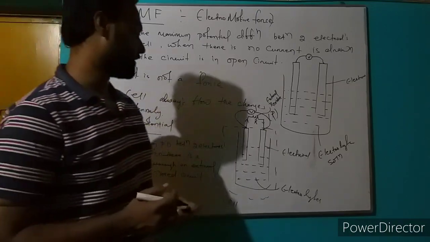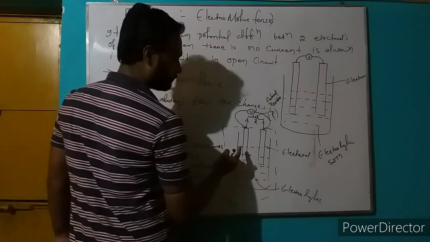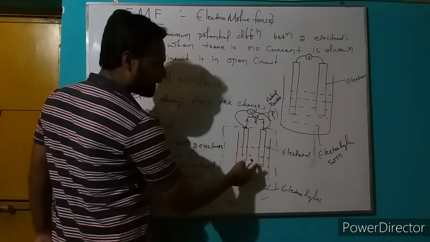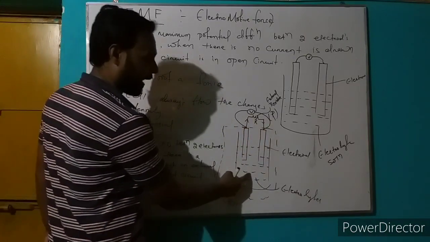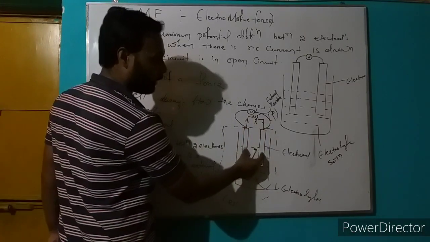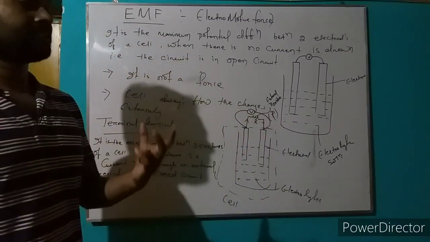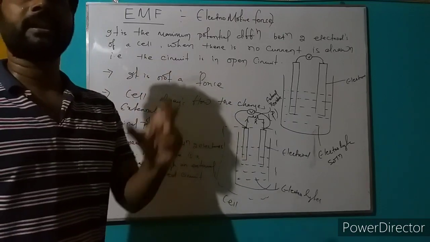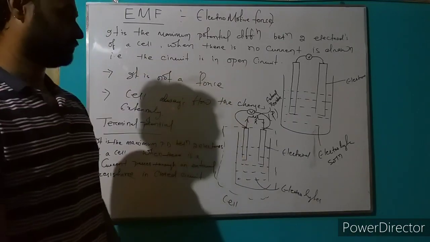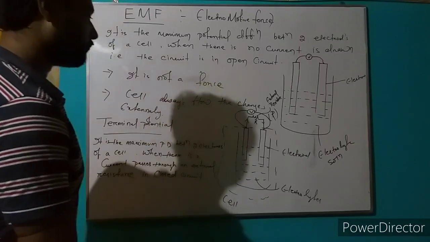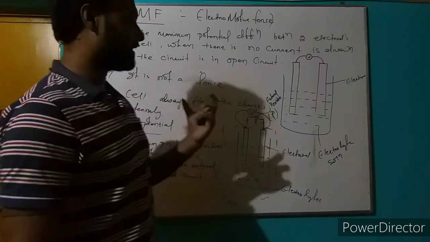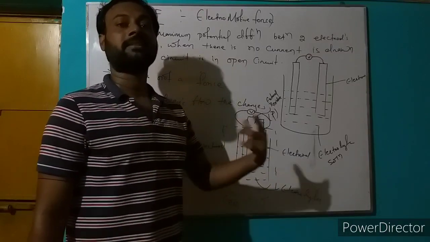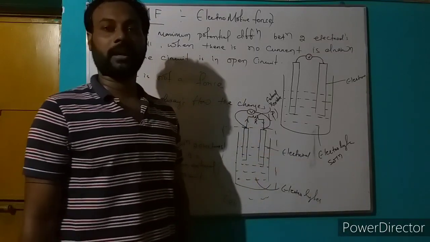What is internal resistance? When a current flows inside the circuit, due to electrolytes and electrodes, a resistance is produced inside the cell. That resistance behaves as the internal resistance of the cell. So internal resistance is the resistance which is generated from the electrolyte as well as the electrodes. Okay.